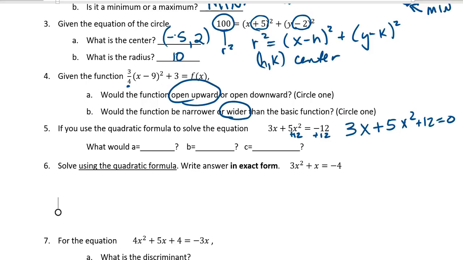Okay? Now, step 2, always make sure that you're in standard form. It's so easy to be tricked. Notice I moved the square first, the x second, and then the constant third. And now I can easily see that my A is 5, my B is 3, and my C is 12. I don't remember the test, but it could be a tricky one like that, so make sure you're careful whenever you're dealing with the quadratic formula.